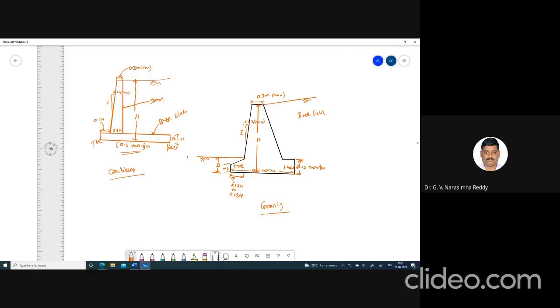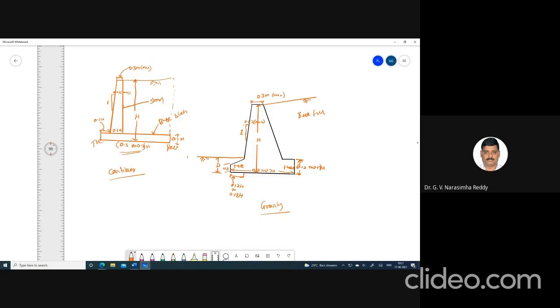You have to keep it towards the backfill side, since the soil which retains above this base slab also acts as a part of a retaining wall with different materials. So this also resists the lateral pressure. That's why this slab should be as long as possible towards the backfill side.